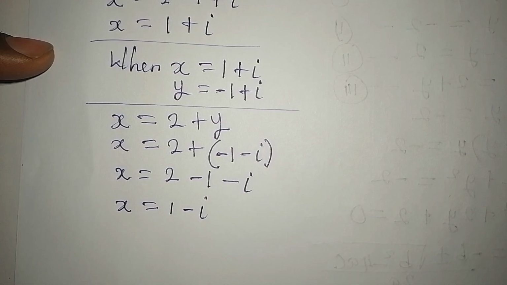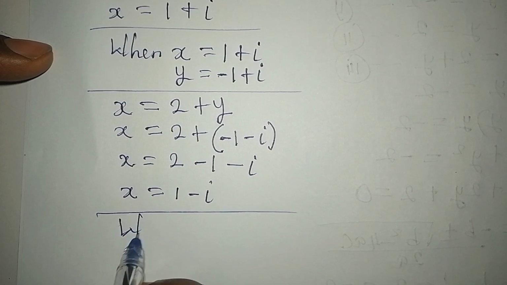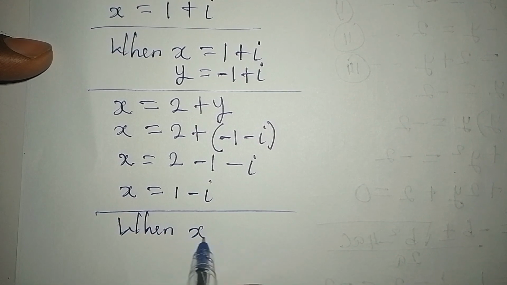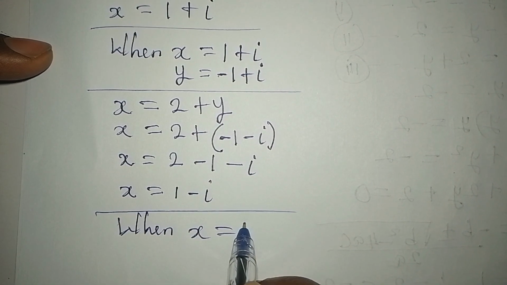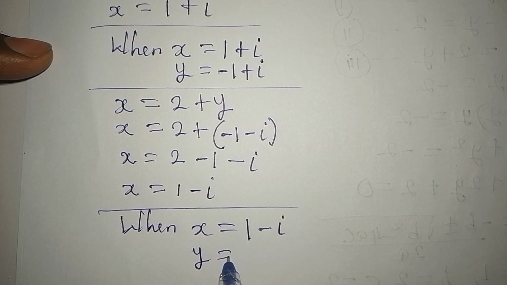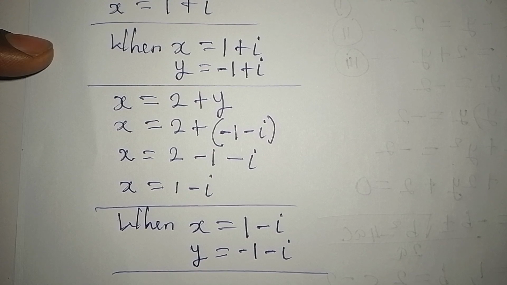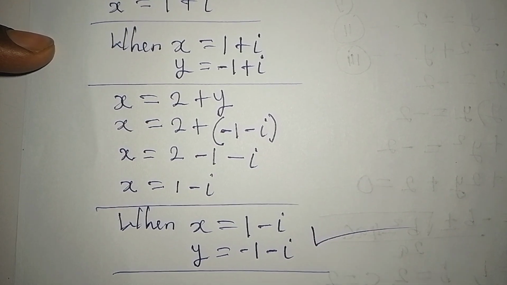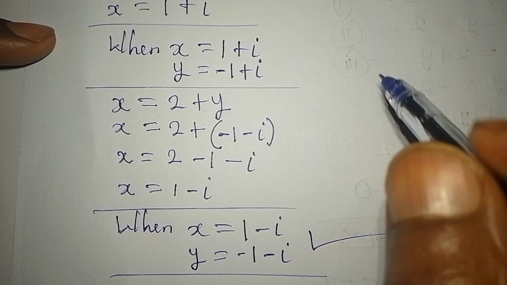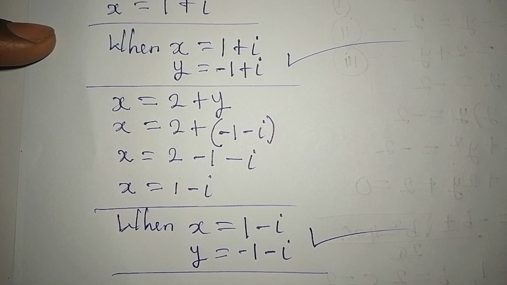So from here, what can we observe? We are saying that when x is equal to 1 − i, y is equal to −1 − i. So from here we have solved the equation completely. We have a value for x and y over here, and we have another value for x and y over here. But the truth is, this is not providing us with any real solution.